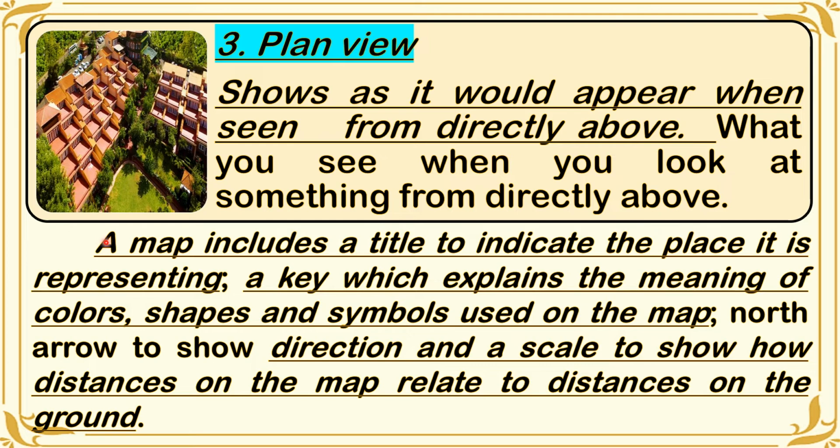So class, there are components of maps. A map includes a title to indicate the place it is representing, a key which explains the meaning of colors, shapes, and symbols used on the map, a north arrow to show direction, and a scale to show how distances on the map relate to distances on the ground.